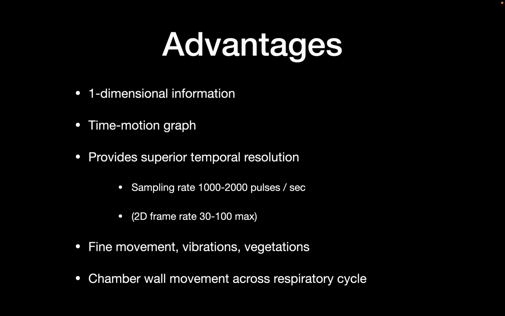So this is a time motion graph, and it does provide a superior temporal resolution. The sampling rate of the M-mode imaging is about 1 to 2000 pulses per second. And if you compare this to the frame rate of a usual 2D image, which is about 30 to 100 per second, you'll see how much extra information you can gain from the M-mode. So with this, you can check for fine movement, fine vibrations of valves and valve leaflets, as well as independent movement of vegetations.